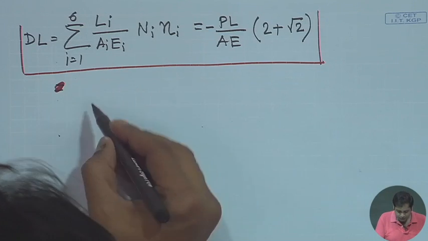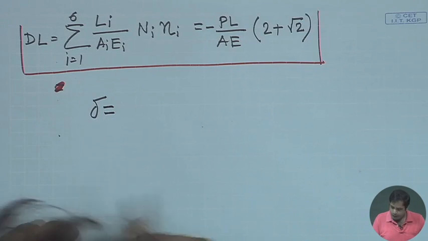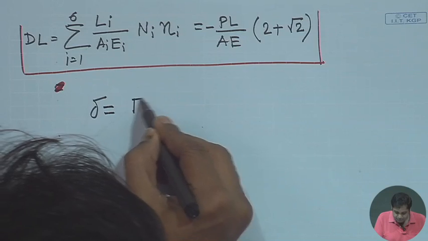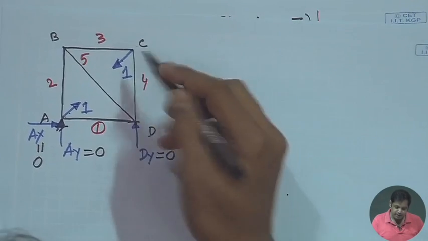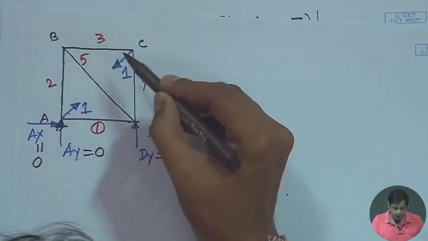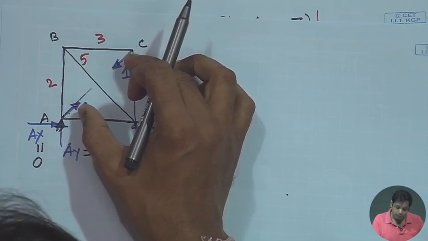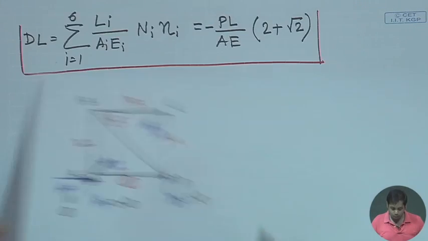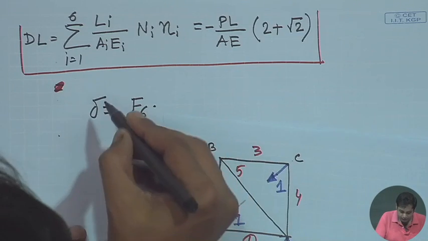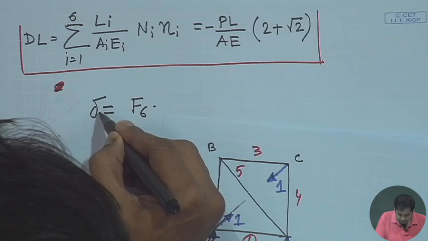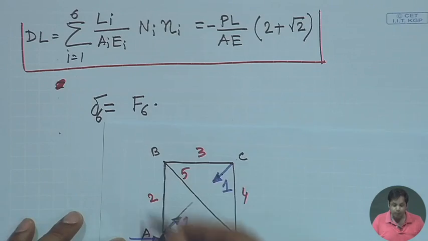Say that deflection is delta. That deflection delta will be the actual force F6 into the deflection, into the change in length, when this is subjected to unit load. Whatever change in length in member AC we get for this, if we multiply that with F6, that will be the total deflection in member 6. So delta in member 6 is equal to F6 into the deflection in this.